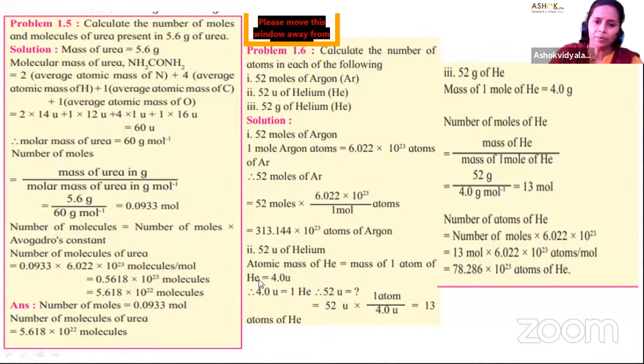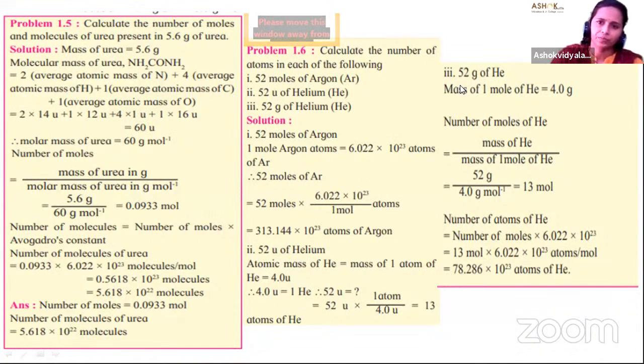Now, if one atom is equal to 4, then 52 unit of helium is equal to how many atoms? This is again a simple cross multiplication. By doing cross multiplication, you will get the answer, that is 13 atoms of helium. So 52 we have to just divide by 4. We get 13, fours are 52. Understood?